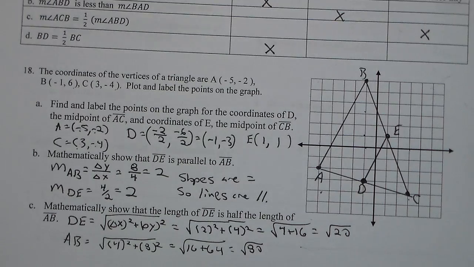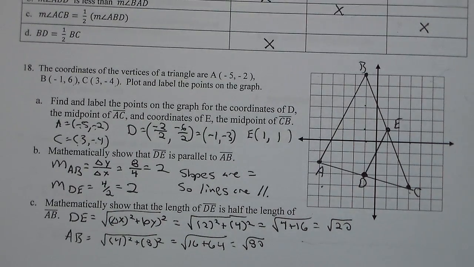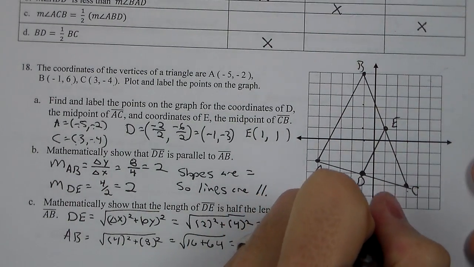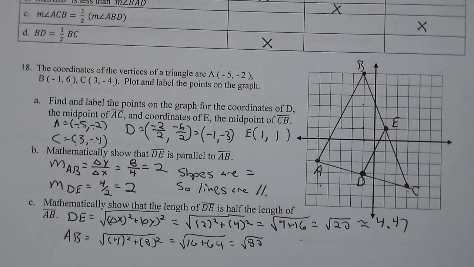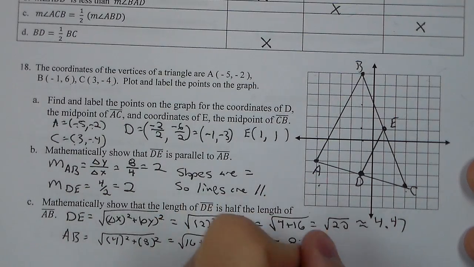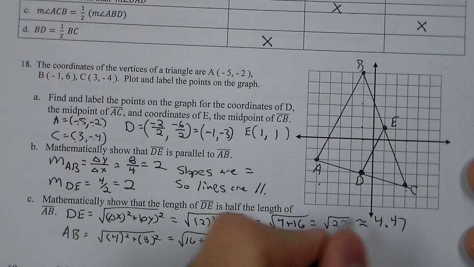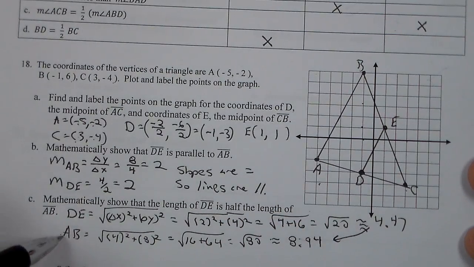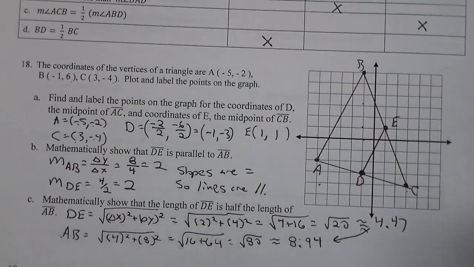Now, we haven't done much with simplifying radicals in the regular math 2. In the honors class we have. So if we simplified, let's just take the square root on a calculator. So if I did the square root of 20, we get about 4.47, and then the square root of 80 is about 8.94. I do see that it is double AB, or it's half for DE.